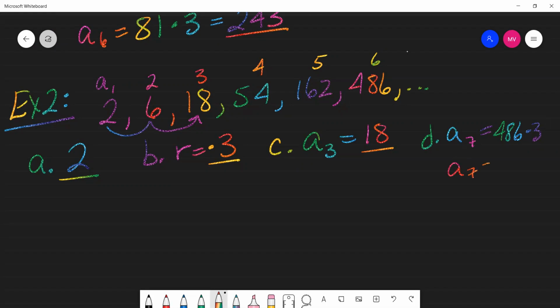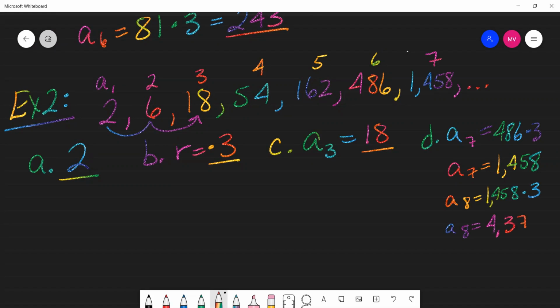So that means that A7 equals 1,458. So that's A7, that's our next term. Now A8 equals A7, which is 1,458 times 3. So A8 equals 4,374.